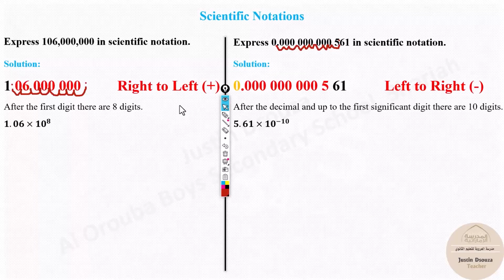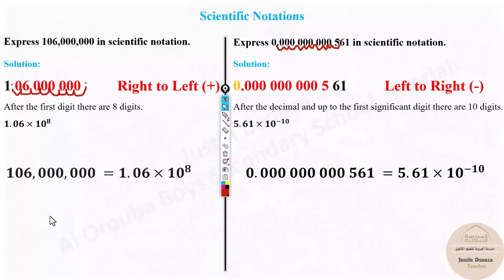But what is another way? How can you easily understand whether it's right or wrong? Let's look at the answers. Can you see this is a huge number, right? It's 106 million. If it's a huge number, the 10 will be raised to a bigger power. It's a positive power always. This is a huge number, so you need to multiply this number with a huge number as well. Whereas look at this. It's a small number. It's a very, very small number.